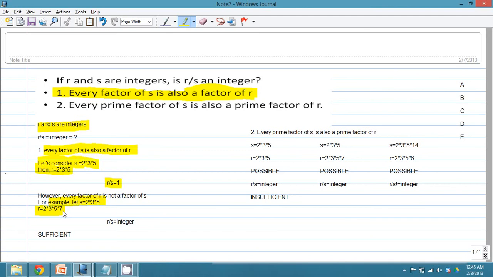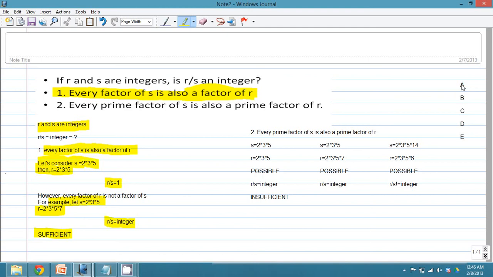But when you divide r by s, r would always be greater because it would have some extra factors. You multiply those factors together, and it would give you an integer. So r by s would always be an integer. The common factors between r and s would cancel out, and the extra factors remaining in r would multiply to give you an integer. So r by s would always be an integer, and therefore this answer is sufficient, because it tells you that r by s is an integer.